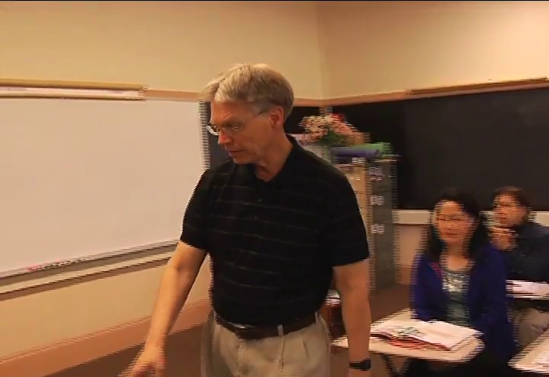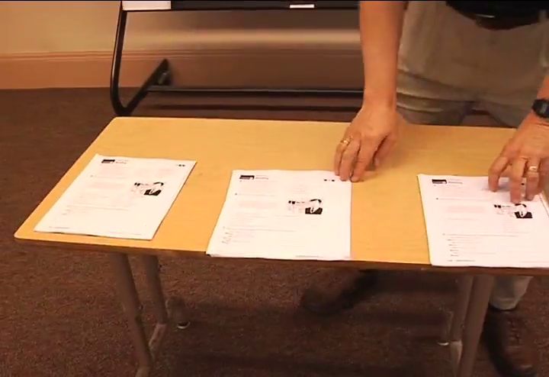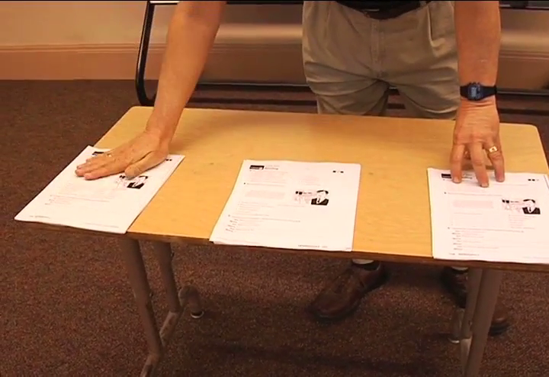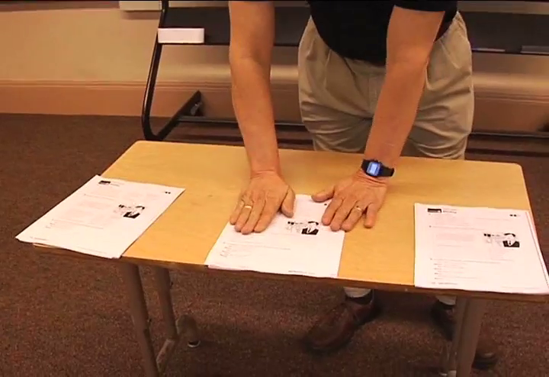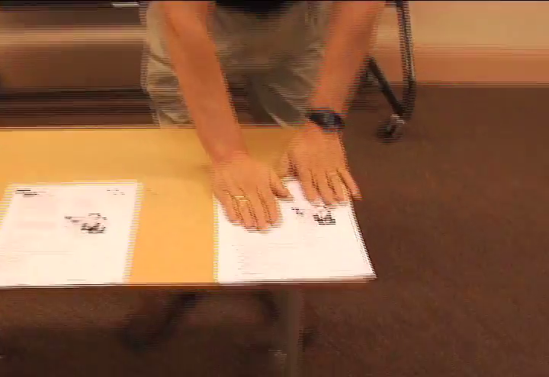And I have 3 worksheets on the table. On this side, I have a worksheet that's a little easier. In the middle, I have a worksheet that is so-so, not so easy, not so difficult. And then on this side, I have a worksheet that's more difficult. How many worksheets do I have? 3. Are they the same? No, they're different. A little different.